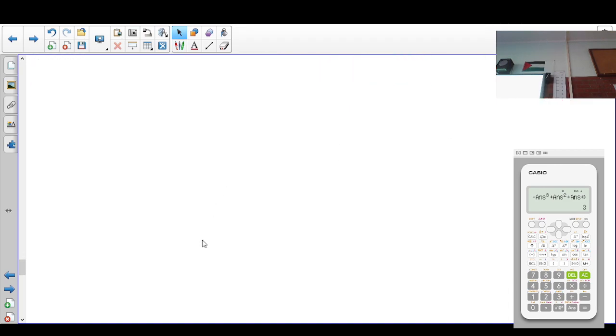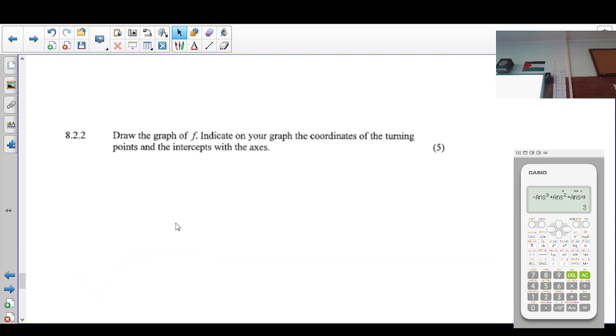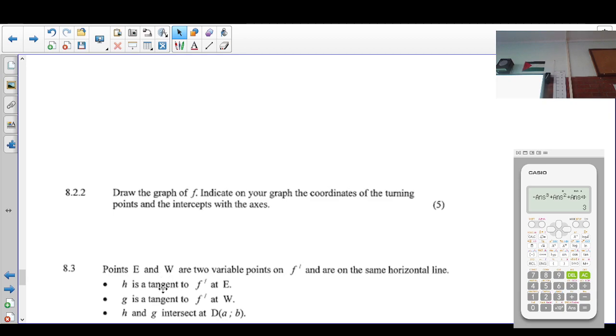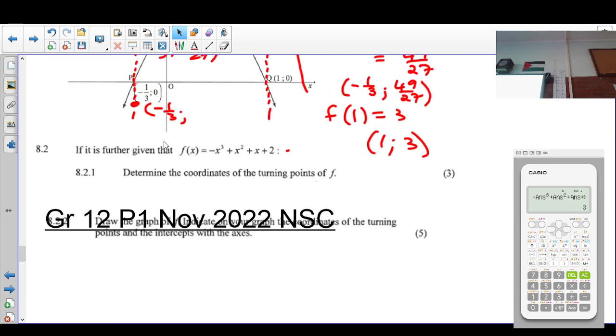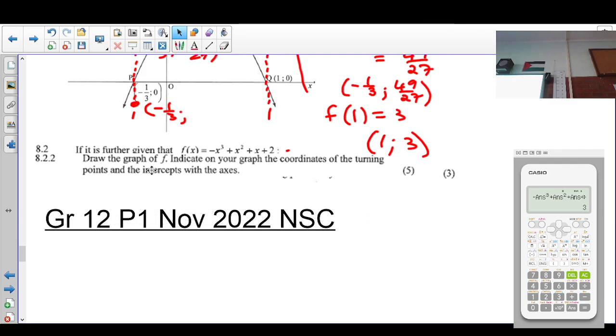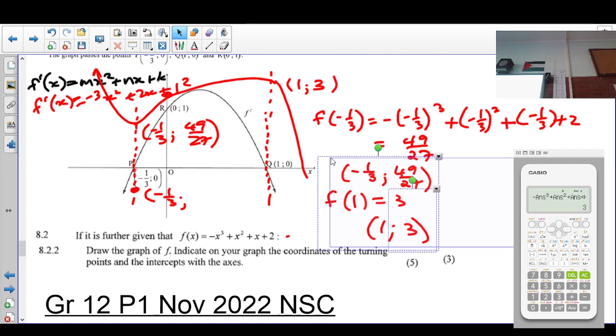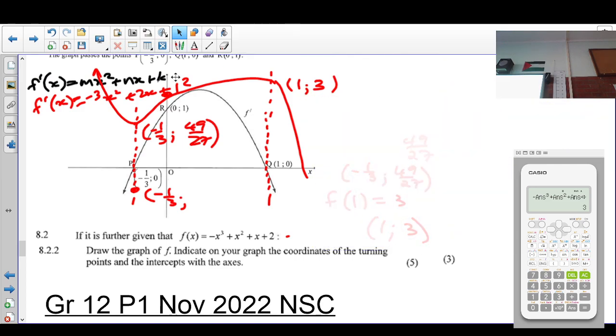Let's look at the next question. Question 8.2.2. Check this out. We are told to draw the graph of f. Indicate on your graph the coordinates of the turning points and the intercepts of the axis.